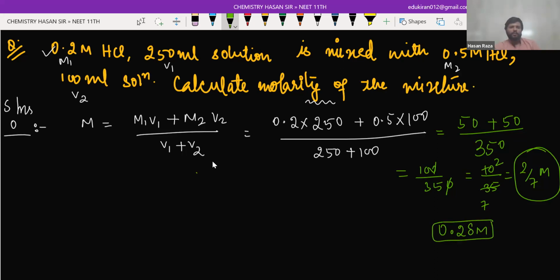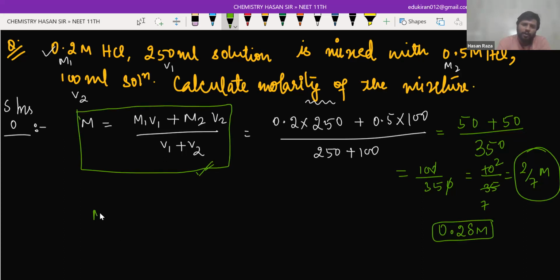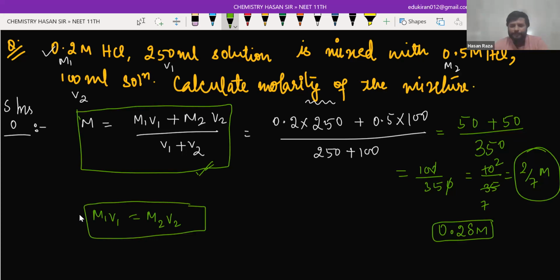So this is the formula for calculating molarity of mixture. And if you want to calculate molarity on dilution, then the formula will be M1V1 is equal to M2V2. This will be the formula for molarity on dilution. Is that clear? All of you?